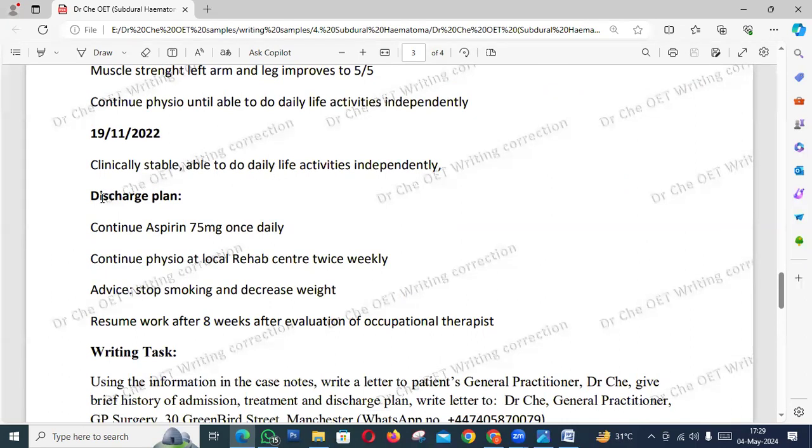And now the discharge plan is that we need to continue aspirin 75 milligram once daily, continue physiotherapy at local rehab center twice weekly. And the advice that we have given is stop smoking and decrease weight and resume work after 8 weeks after evaluation of occupational therapist.